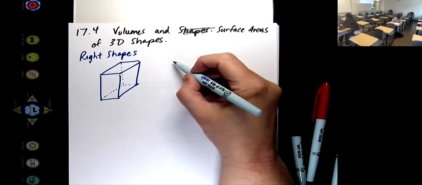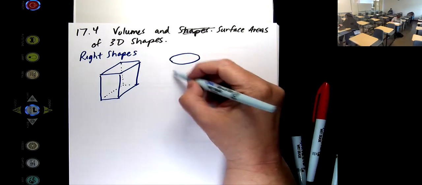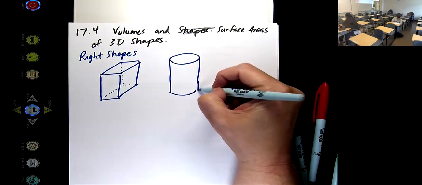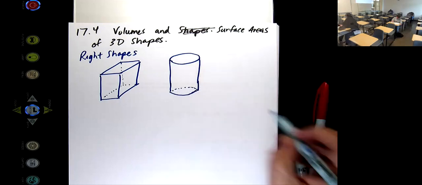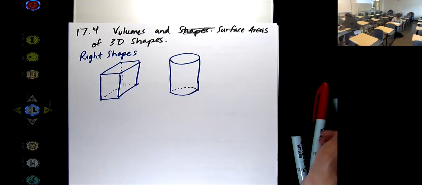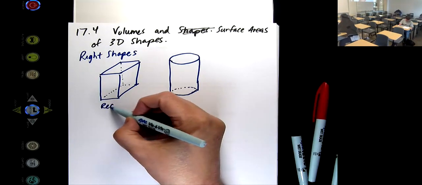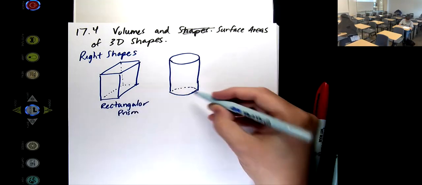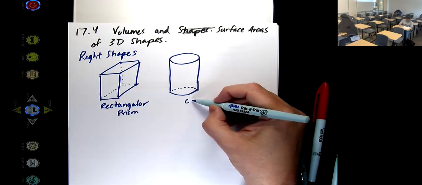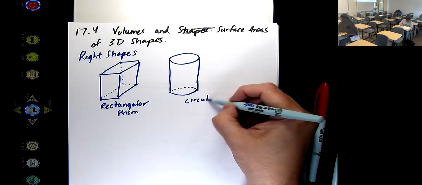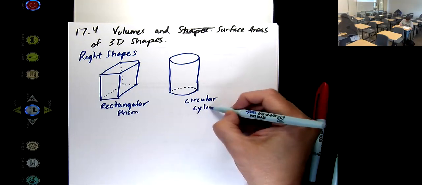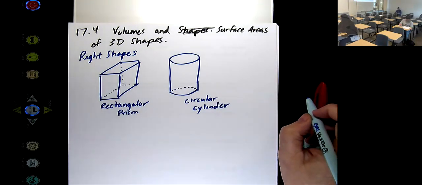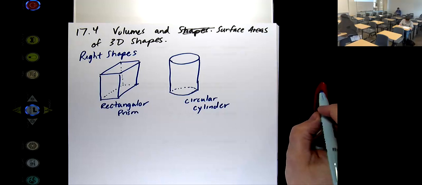We could have our soup can, which is a little bit less easy to draw. And this is called a rectangular prism. And this is called a circular cylinder. I don't know any other cylinder shapes, so that's confusing to me. Cylinders are always circles.